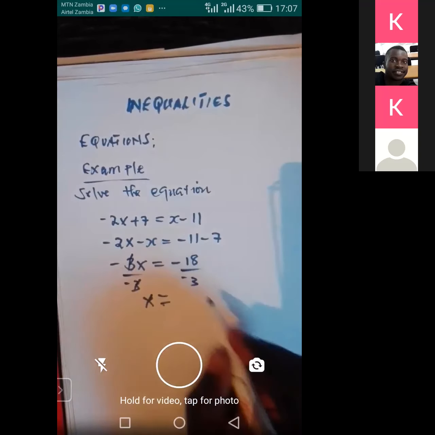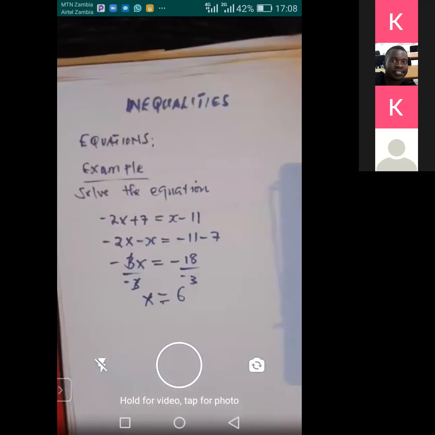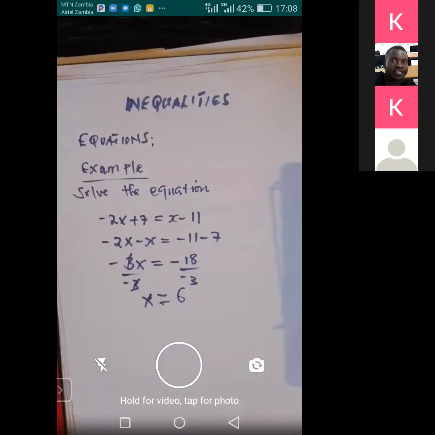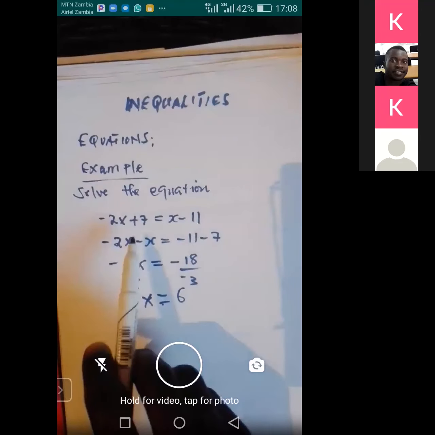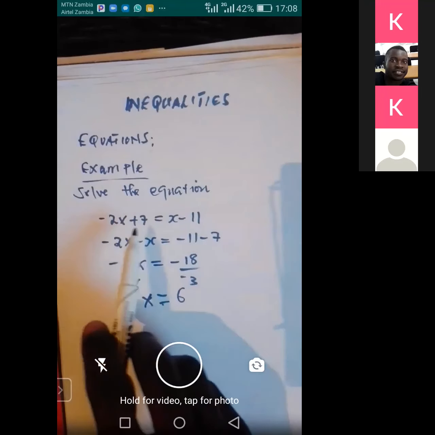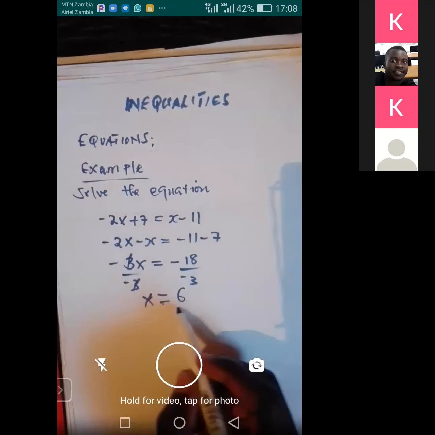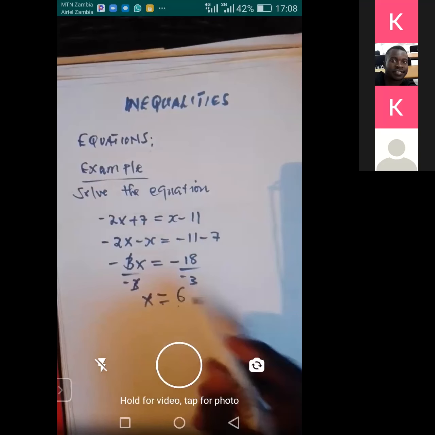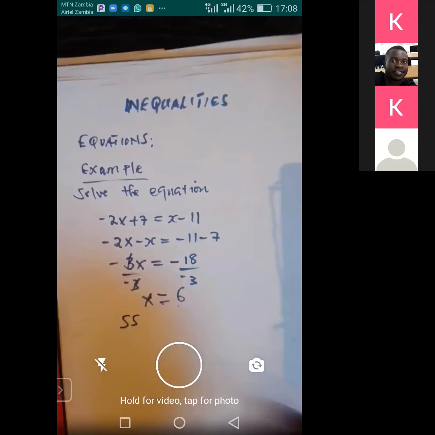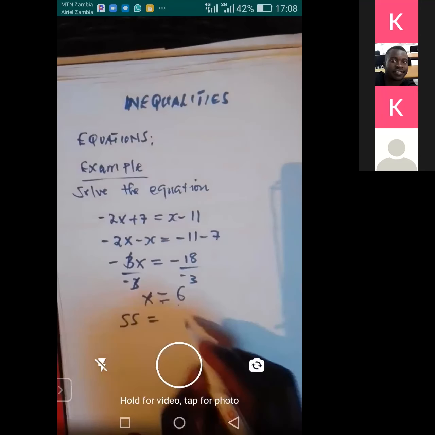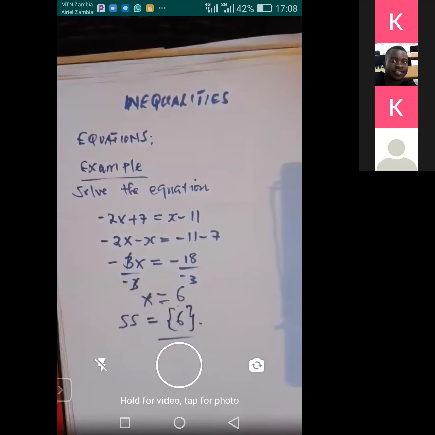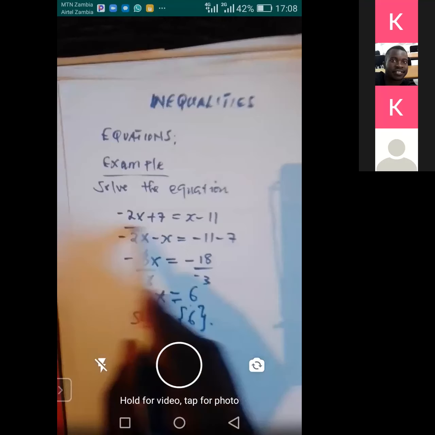6. So today we are going to be talking about the solution set of equations and inequalities. So in this case, the solution for the values of x for which this equation will hold is 6. When x is 6, this equation will hold. So you have that the solution set of this equation here is simply 6. So that is the solution set for this equation here.